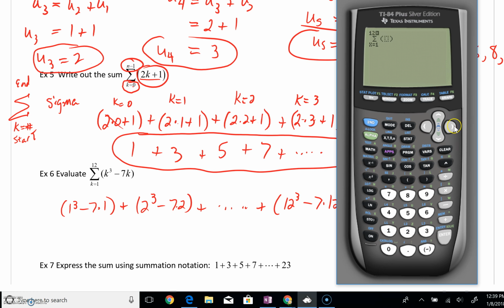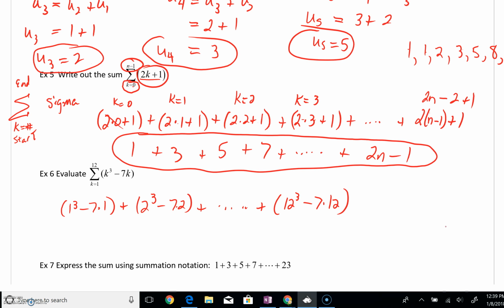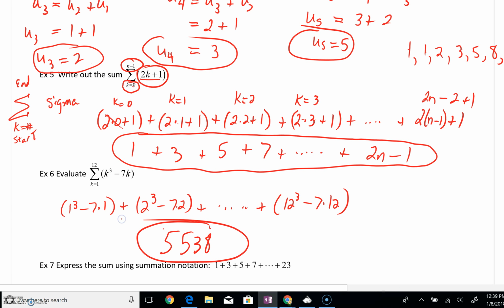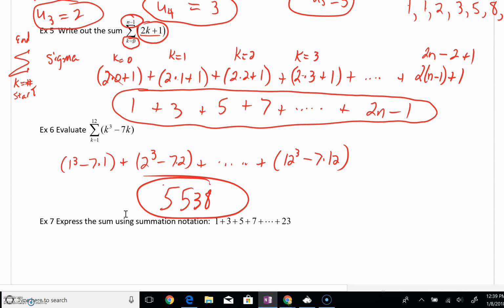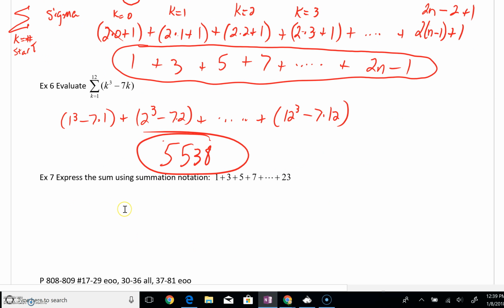And then I just have to type in my formula very nicely in terms of x. And it only takes you a moment to do that. If you would have done all of this with k, you'd get the same answer without hardly any work at all. You have your answer, 5,538. So wonderfully, there are problems on your assignment where you'll be able to work problems out with the calculator in this regard. Finally, let's take a look at number 7.